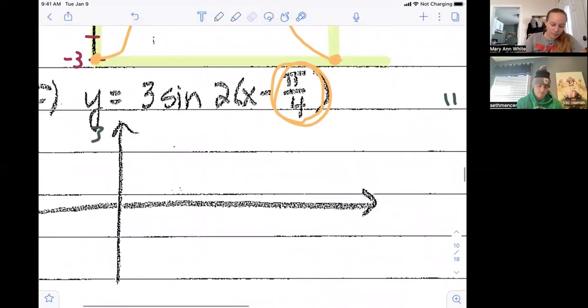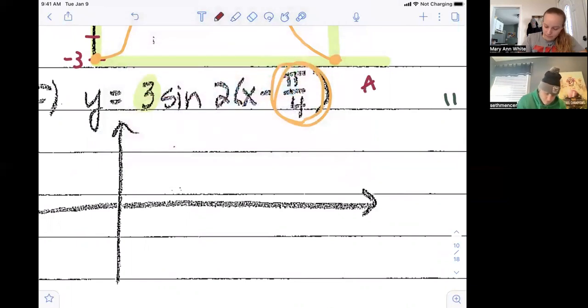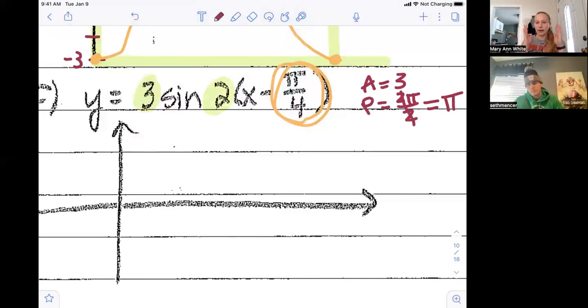I'm going to identify all the pieces that I have. So the first thing I identify is that I have 3 sine, and we know that that 3 affects my amplitude. So that means I have to go as high as +3 and as low as -3. The 2 is my b, and that affects my period. So my new period is 2 pi divided by 2. And when you do 2 pi divided by 2, that's the same thing as pi. So just like the last one, we have only between 0 and pi to get this through.